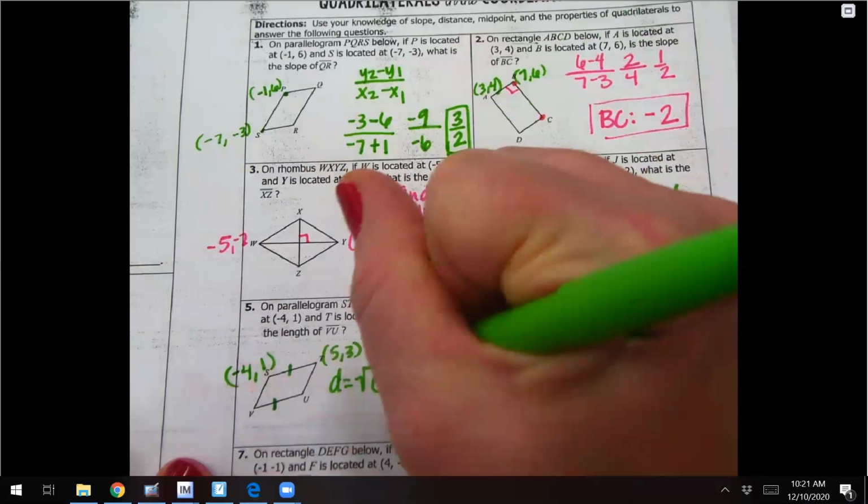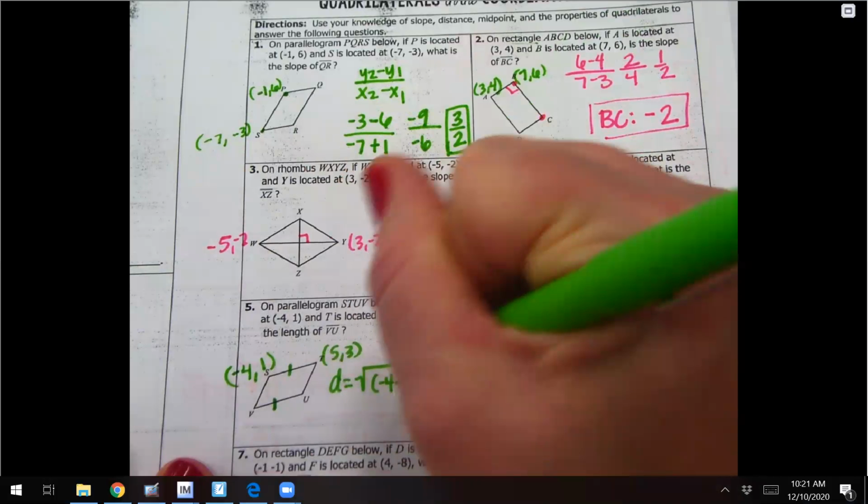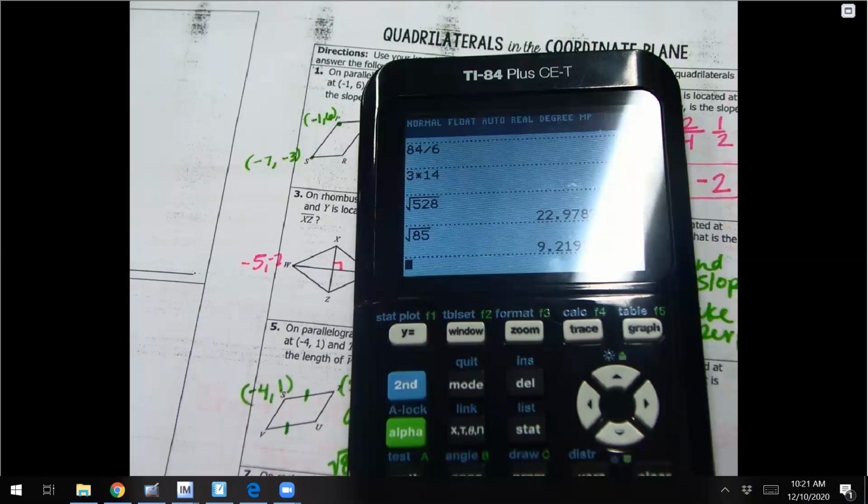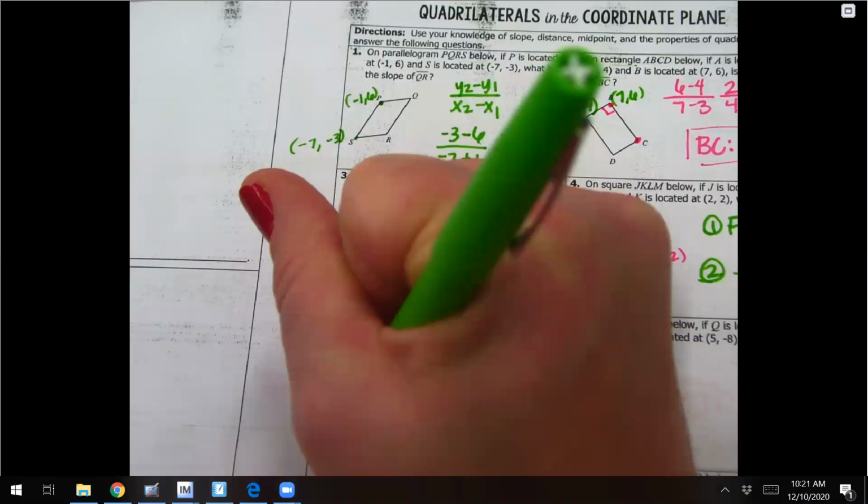-4 minus 5 squared plus 1 minus 3 squared. That's going to be -9 squared, which is 81. That's going to be -2 squared, which is 4. So that's the square root of 85. You could then give me a decimal for that. The square root of 85 is 9.2. So that means VU is 9.2, because they're the same.